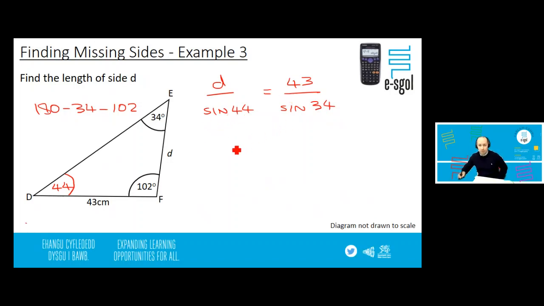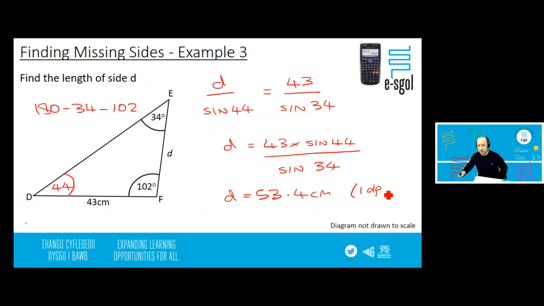As we know, we're going to move that sine of 44 up. So we're going to type in our calculator 43 multiplied by the sine of 44. And we're going to divide all of that by the sine of 34. And then we do all that and we'll have our answer, which again, we're going to round to 1 decimal place. In this case, the answer is 53.4 centimeters to 1 dp. Is that a reasonable answer? Yeah, I think so. That's 53. There's a 43 there. The number that I've got as my answer is definitely reasonable within the question.